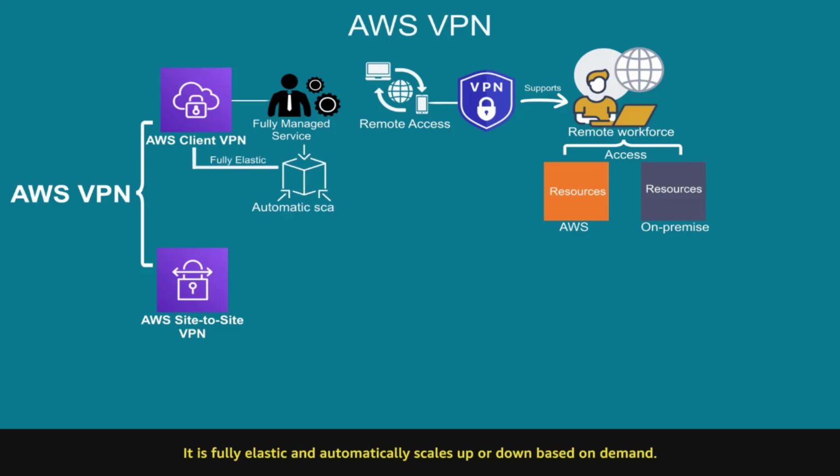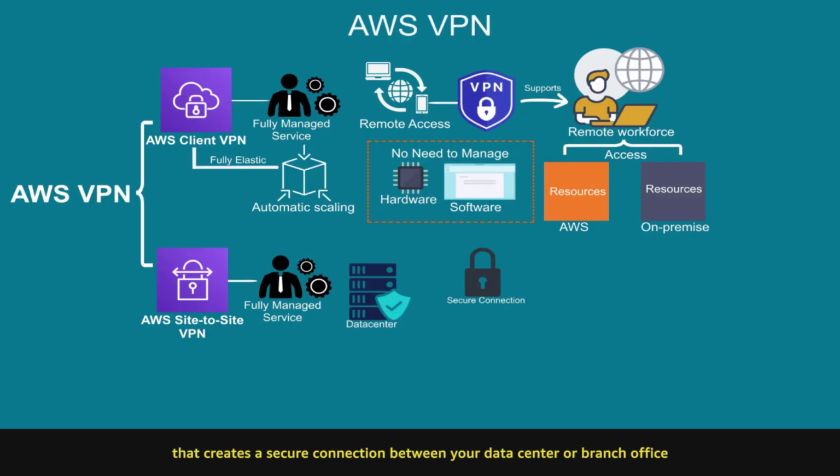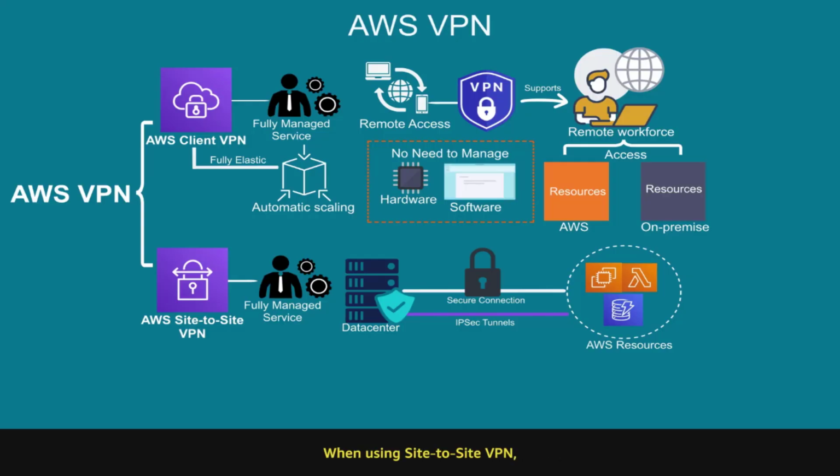It is fully elastic and automatically scales up or down based on demand, so there is no need to manage VPN hardware or software. AWS Site-to-Site VPN is a fully managed service that creates a secure connection between your data center or branch office and your AWS resources using IPsec tunnels.